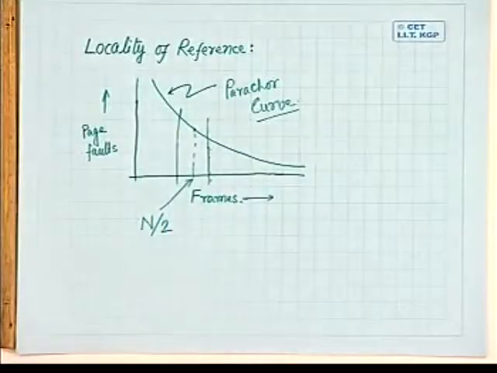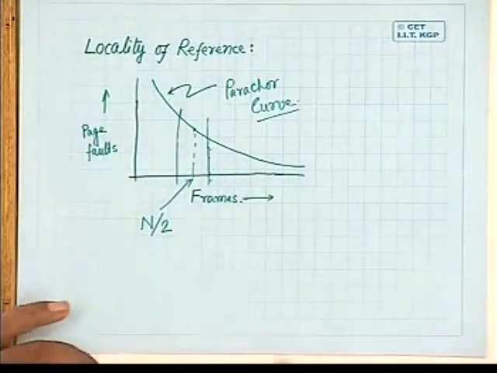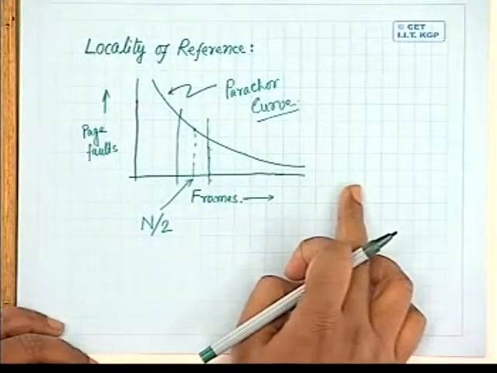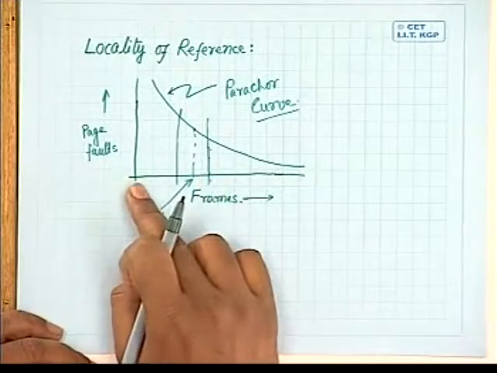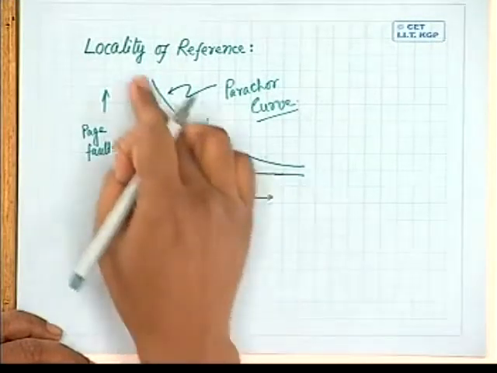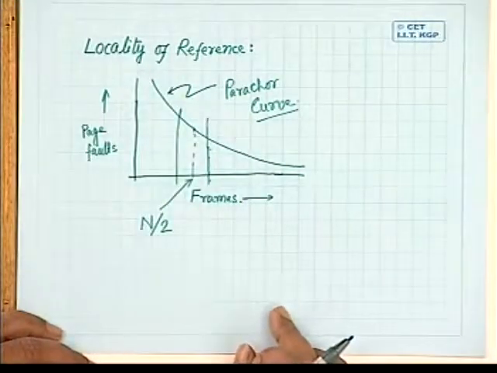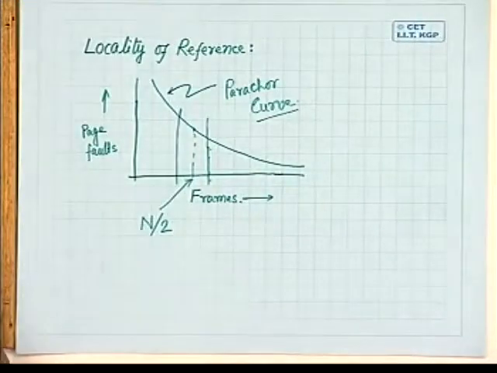So if a user program contains 1,000 pages, and if we are able to maintain say around 500 frames in the main memory to accommodate those 1,000 pages, in that case the performance of the system will be quite okay. Because if we increase the number of frames beyond that, we are not going to gain much. Whereas if you reduce the number of frames below this, then the number of page faults will increase drastically. That is, obviously the system performance will come down drastically.